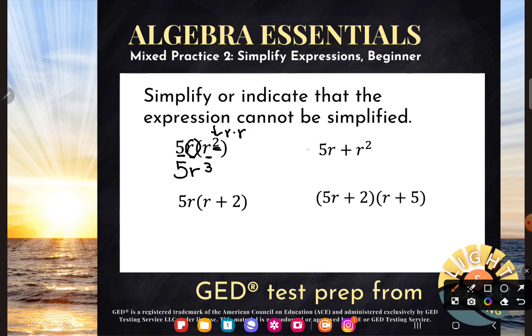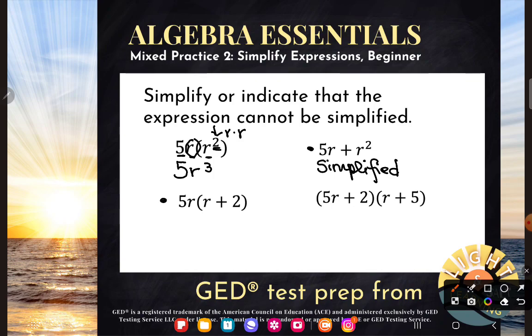Now let's compare that to this next example over here on the right. This one says 5r plus r squared. Now we have to think back to our rules of adding and subtracting, not multiplying. The main thing to remember with adding and subtracting is you can only combine like terms. And we don't have like terms here. This is an r term. This is an r squared term. The variable portion is not identical, so they're not like. I cannot simplify this. It's already simplified.